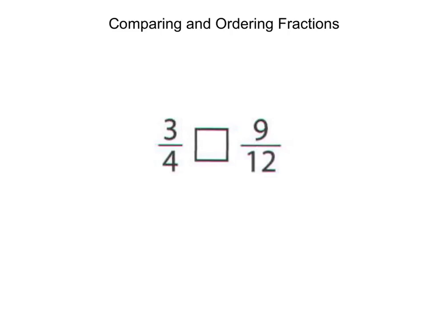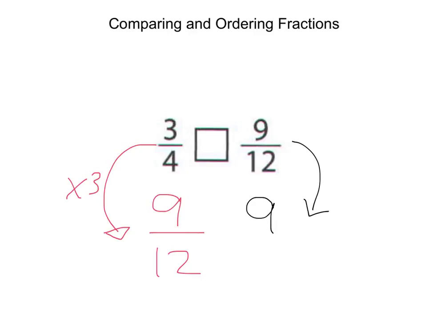So let's do that. We're going to take our fraction and we're going to multiply the entire thing by 3. Now, when we multiply the whole fraction by 3, we can't just multiply the denominator. We have to also multiply the numerator by 3. So 3 times 3 is going to give us 9, and 4 times 3 is going to give us 12. So now we have 9/12, and we're comparing it to, we're just going to bring this down, we're not going to do anything to it at all, we're comparing it to 9/12. So the symbol that would go in the middle of these two fractions would clearly be the equal to symbol.